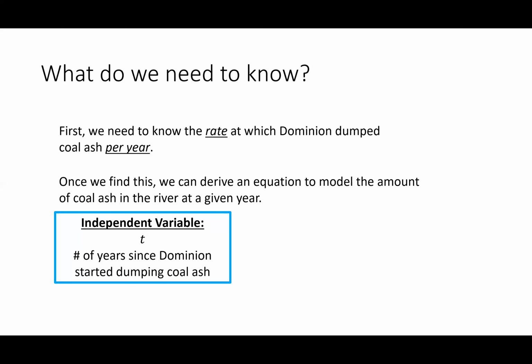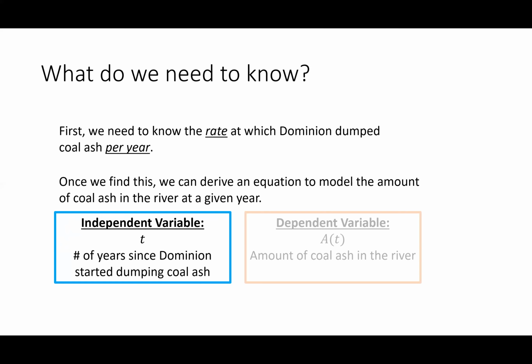We have an independent variable, t, which we will define to be the number of years since Dominion started dumping coal ash. So if t is equal to 4, that's 2016 because they started dumping in 2012. So it's 4 years after they started dumping. And our dependent variable, a of t, is the amount of coal ash in the river. I know it seems like we're just rolling out fancy math on top of this very intuitive thing, but really all we're doing is giving definition to these things.